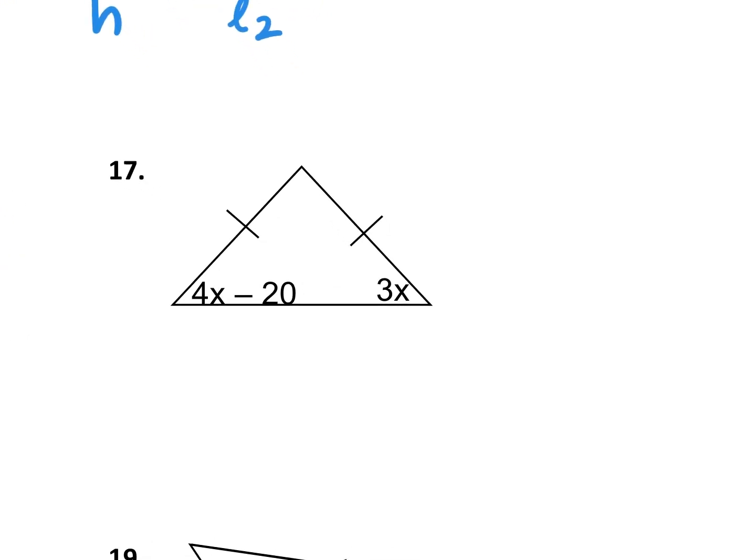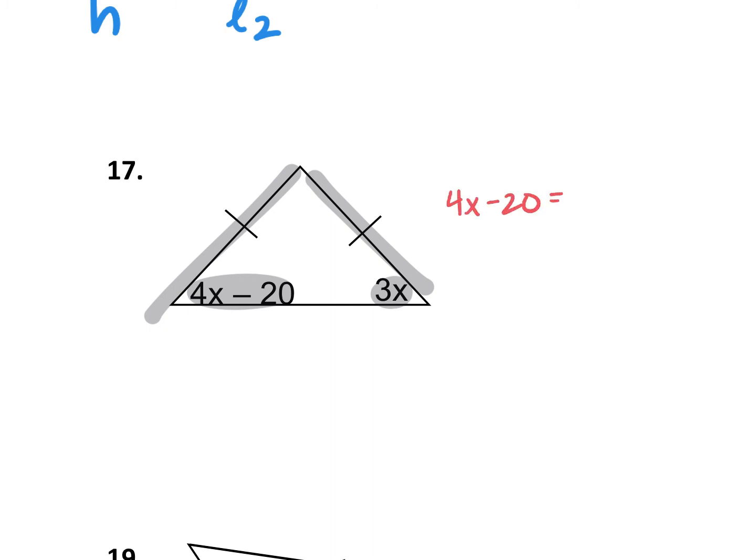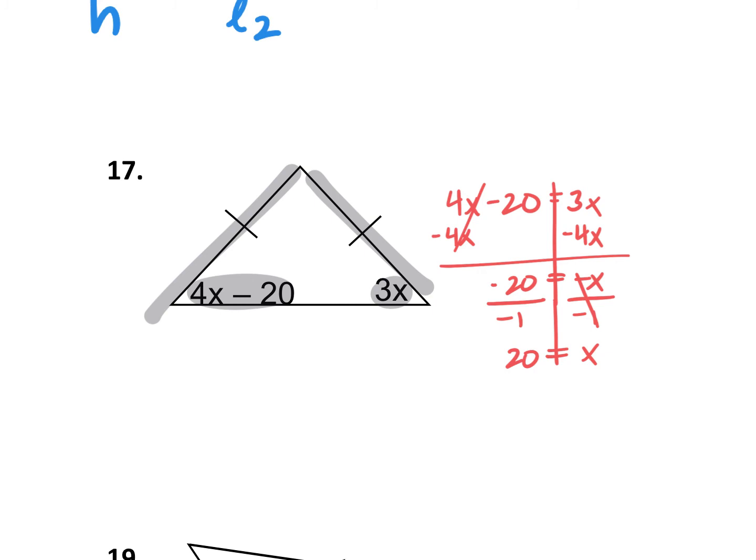Moving on, number 17. I've got these 2 legs that are congruent, so I know that these 2 angles are going to be congruent, so we can go ahead and set these equal to each other. So I've got 4x minus 20 equals 3x. Now this is just an algebra problem. Go ahead and pause this video, solve it, unpause it to see my answer and my solution. You should have gotten x equal to 20.